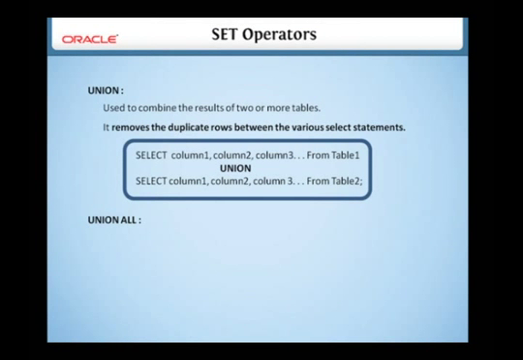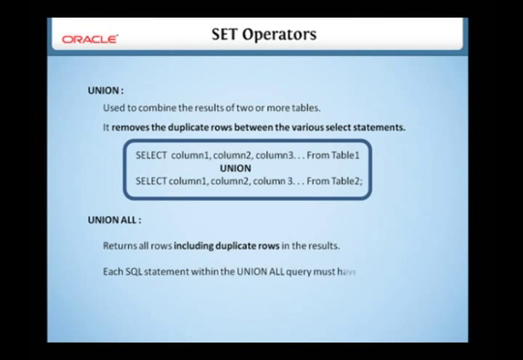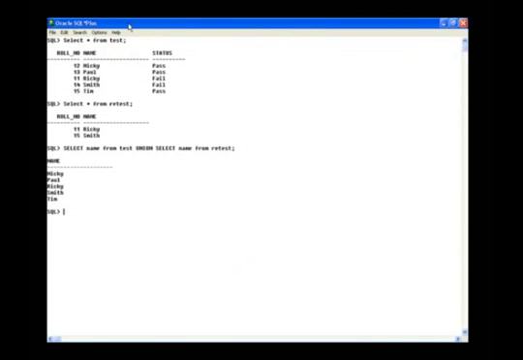Union all operator is like union operator, but it returns all rows, including duplicate rows, in the results. Each SQL statement within the union all query must have the same number of fields with similar data types. Now we will see the statement, which uses the union all operator.